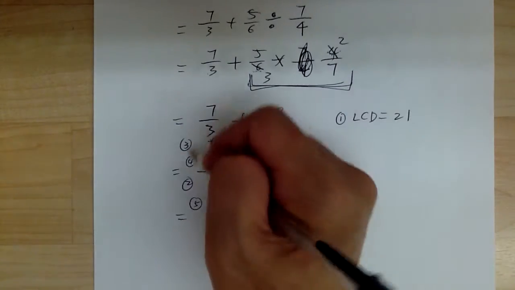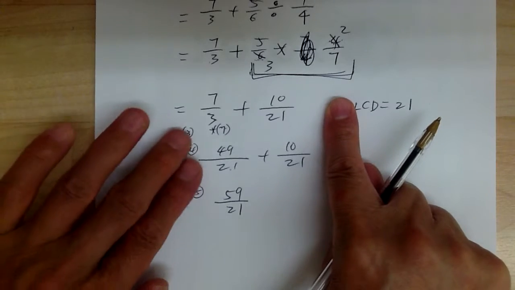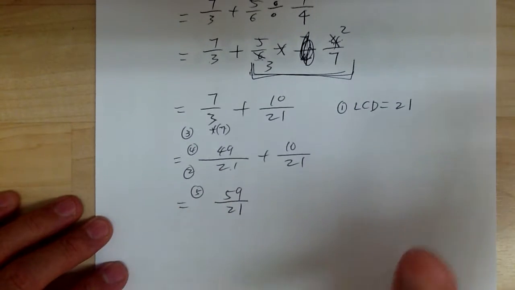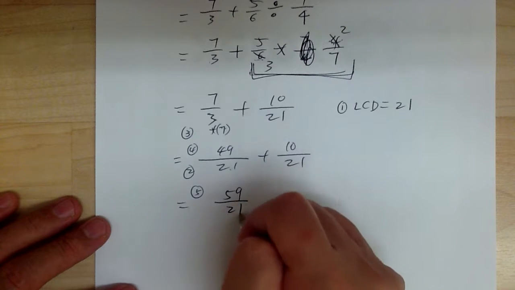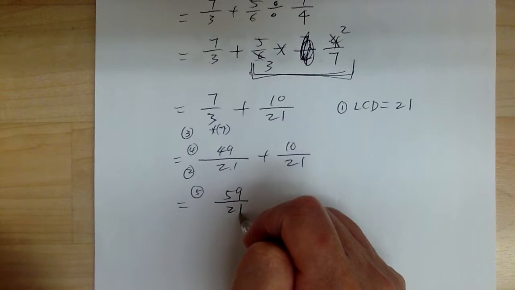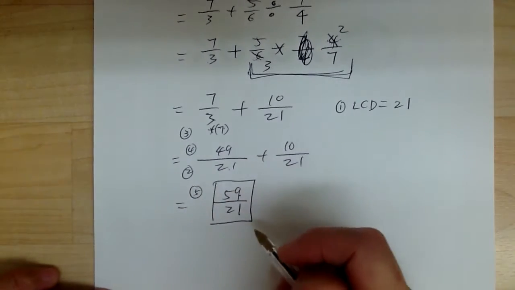Now you don't have to write 1, 2, 3, 4, 5. I'm just writing it so you can follow what I'm doing. So when you're doing it, you don't have to do the 1, 2, 3, 4, 5, but if you do it, that's fine also. Then after that, you check to see if you can reduce. 21 can only be divided by 3 or 7. So this one cannot be divided by 3 or 7, which means you cannot simplify. And that would be your answer.